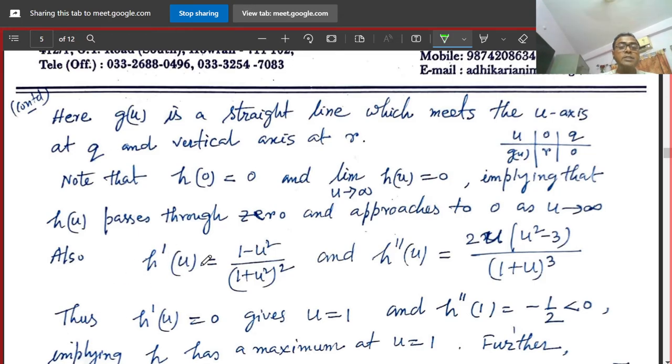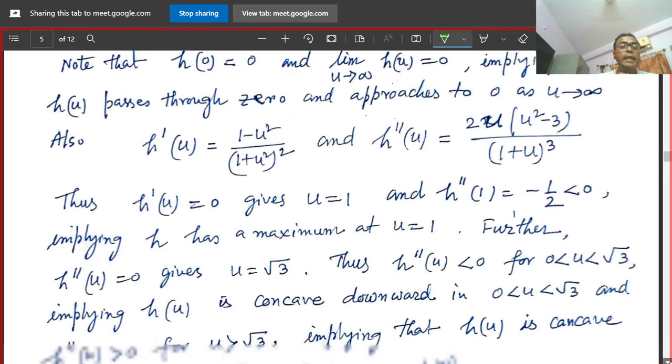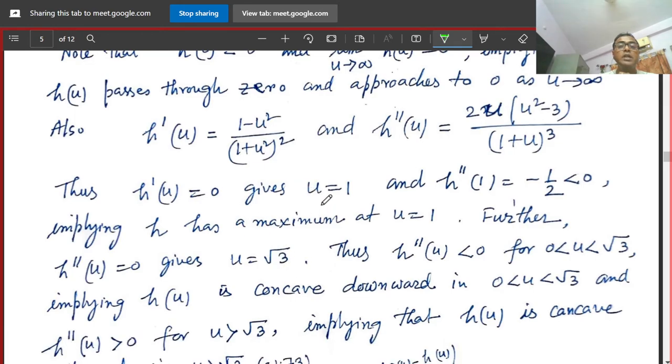Also, h'(u) equals (1 minus u squared) by (1 plus u squared) whole squared, and h''(u) equals this. Thus h'(u) equal to 0 gives u equal to 1, and h''(1) equals minus half, that is less than 0. So h has the maximum at u equal to 1. Further, h''(u) equal to 0 gives u equal to root 3. Thus h''(u) is less than 0 for 0 less than u less than root 3.